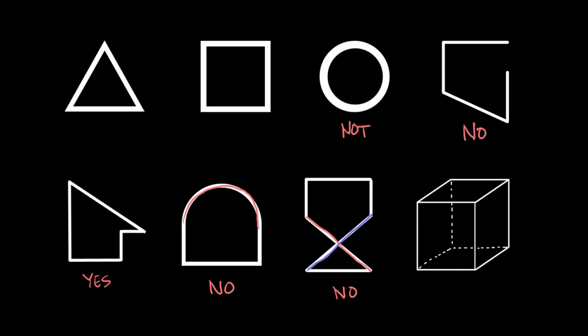And what about this one over here? Well, it looks kind of like a closed shape, right? It's a cube, and it's only made up of straight lines. But again, polygons are only two-dimensional, not three-dimensional like this one, okay? This is not a polygon, so no.